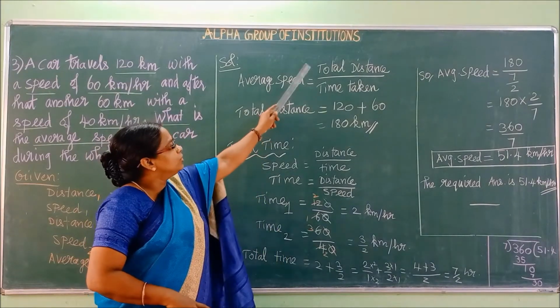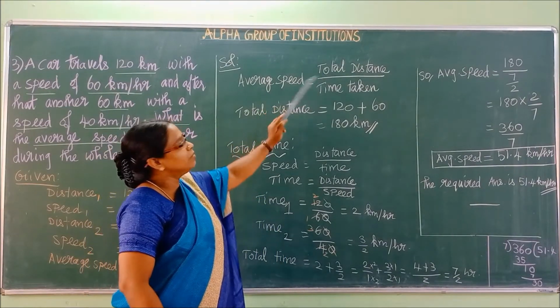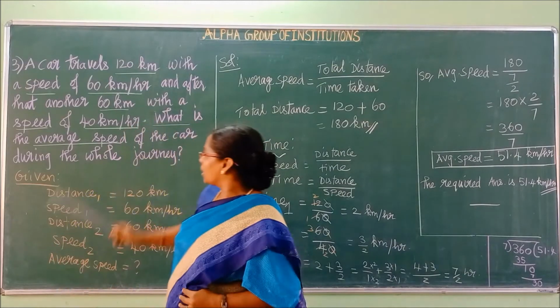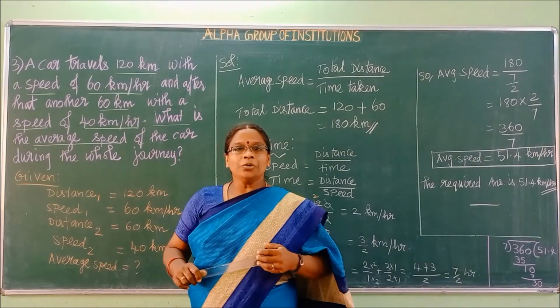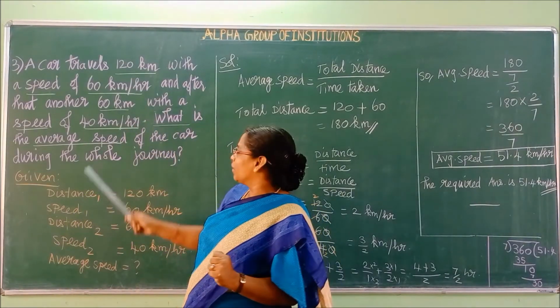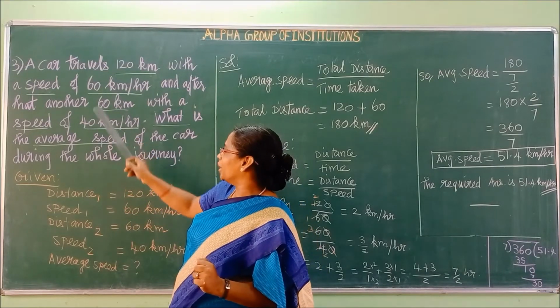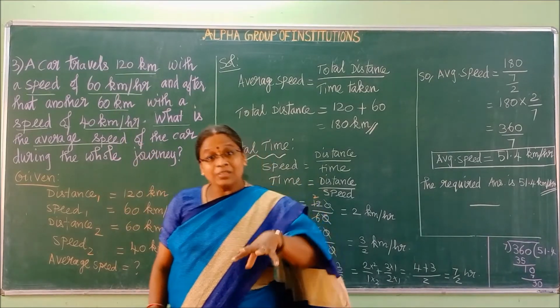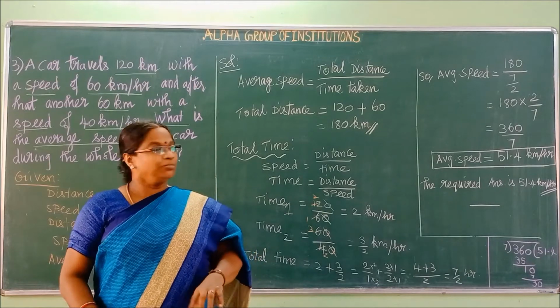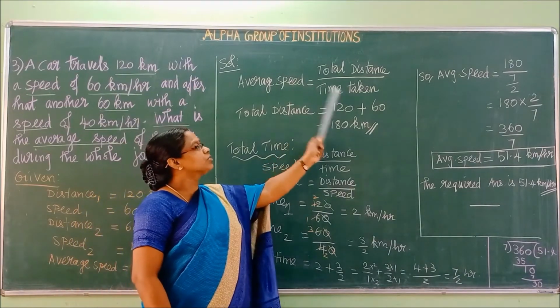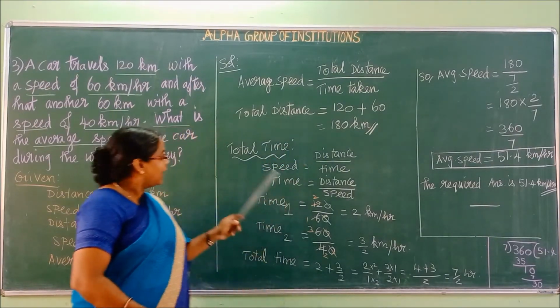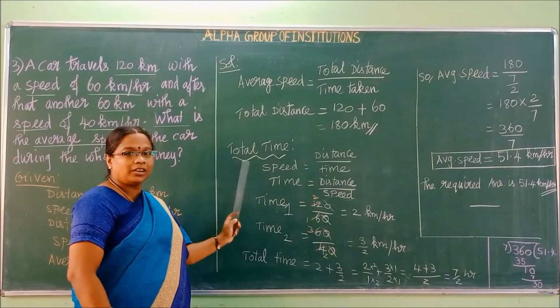What is the next value? Distance is found. Time taken we need to find. But it is not given in the question. What to do? Indirectly they have given it by using the speed value. From that value you have to find the time. Then that time you need to substitute here. So that is what we have written here.